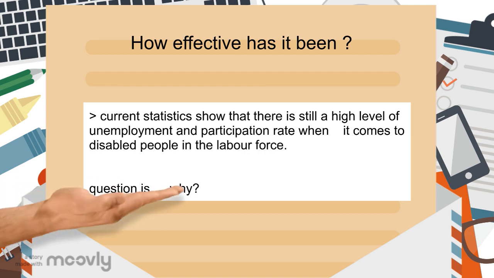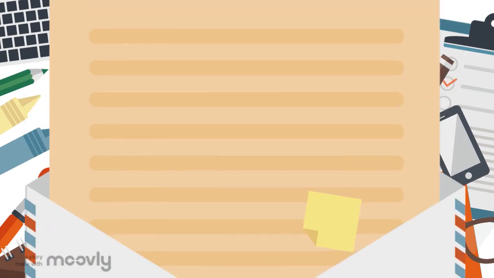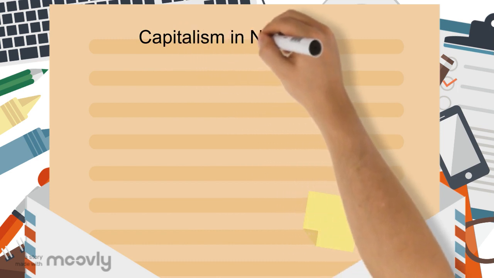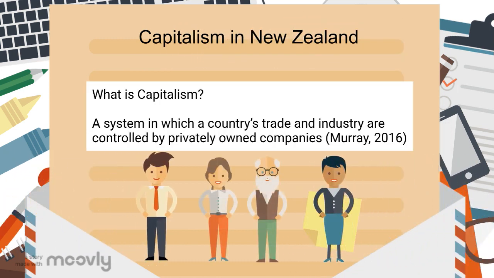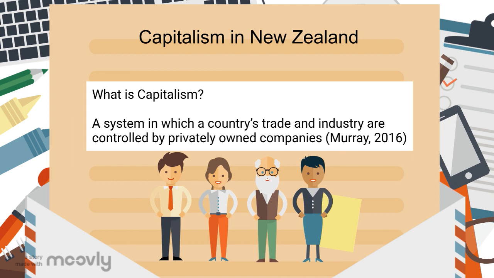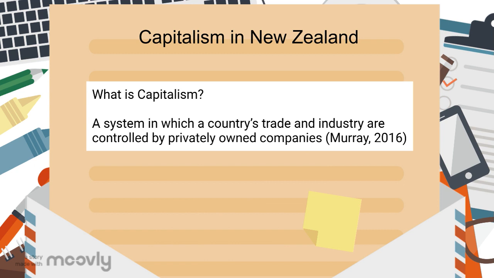The question is, why? What this means in terms of capitalism is that employers, in particular privately owned companies, are the ones with the power. They decide who they want to employ and how fairly they want to pay them.